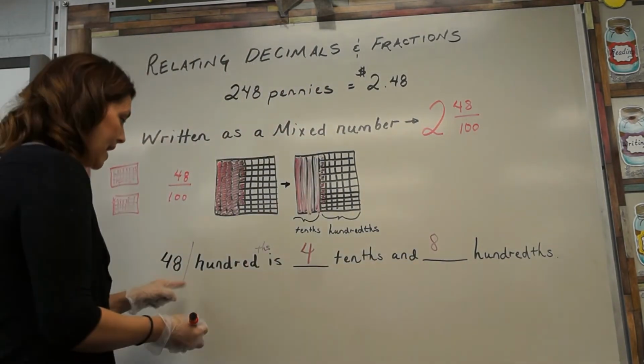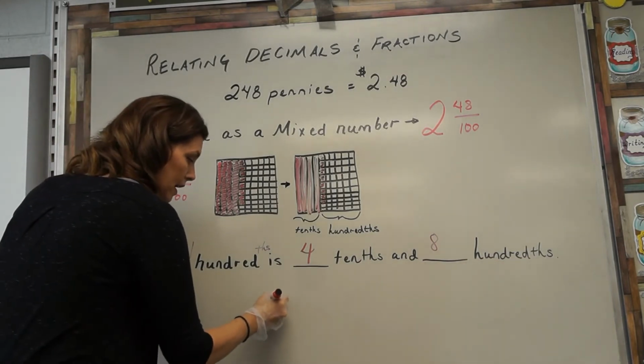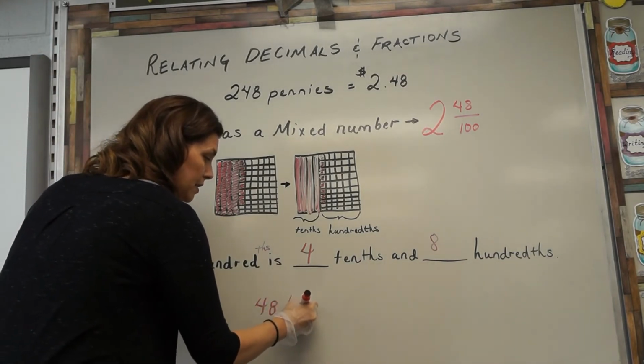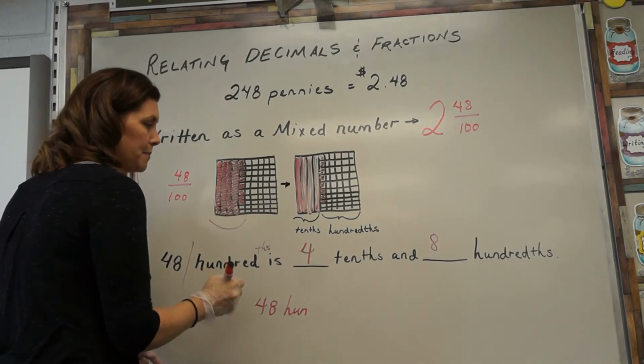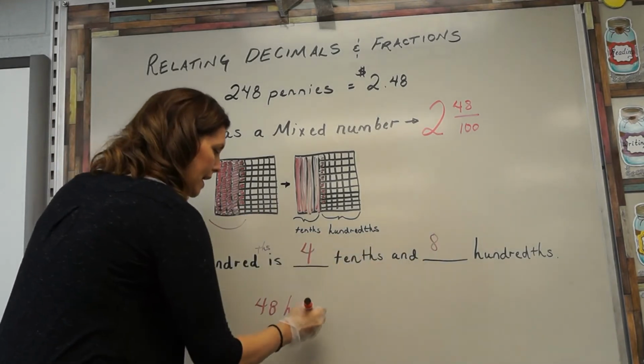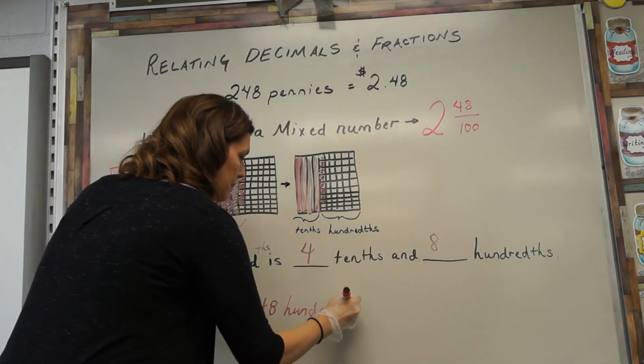But this would be written as 48 hundredths because it's the same as this. Okay, but it's 4 tenths and 8 hundredths.